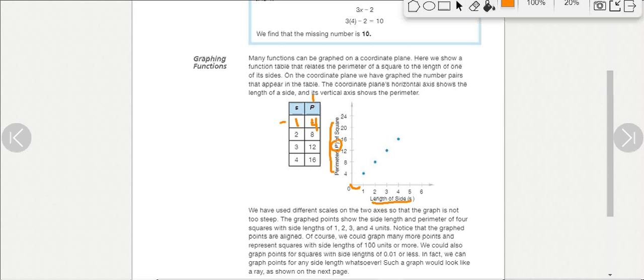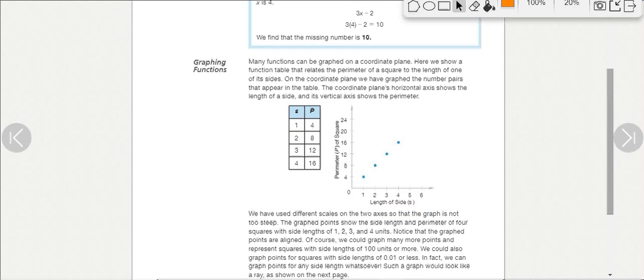P is 4. So you go over 1, up 4, and I stop there because notice the count here is not by 1s, it's by 4s. So this is my first dot. Then 2 was 8, up 8, and so on. You have to be very careful that you're looking at the labels of both sides and the increments they're using for each side, that you label everything properly and you graph this properly.